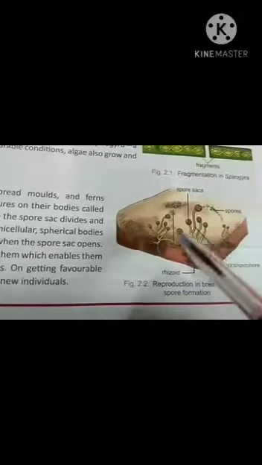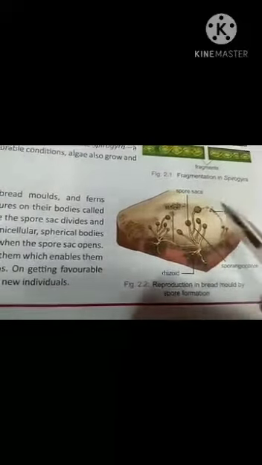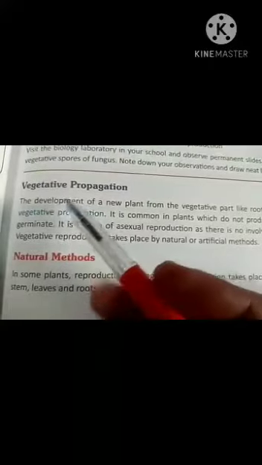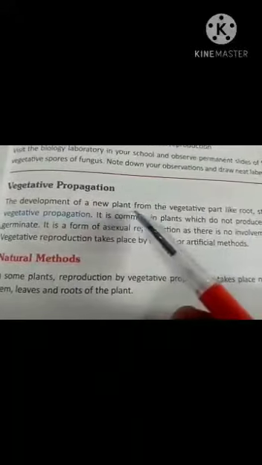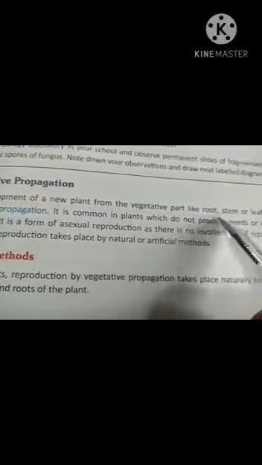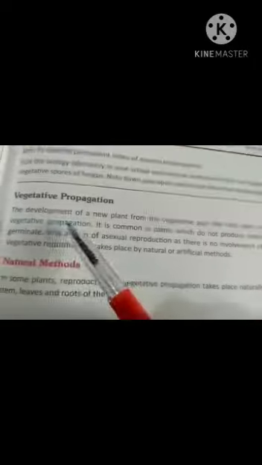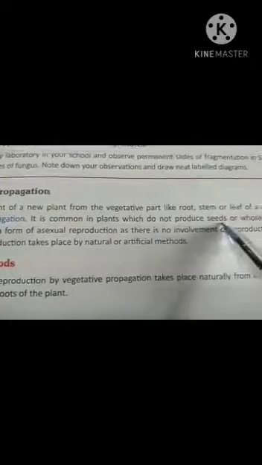Okay, so here you can see only a single parent is enough to give rise to a colony of these hyphae. Then another asexual mode of reproduction in plants is vegetative propagation. The development of a new plant from the vegetative part like root, stem or leaf of a plant is called vegetative propagation. It is common in plants which do not produce seeds.